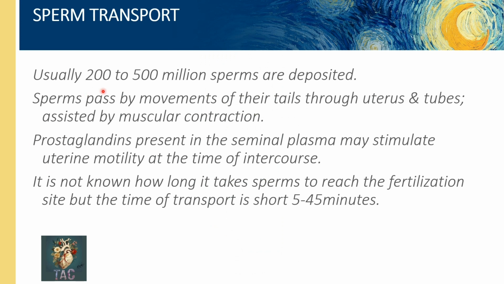Sperm transport: usually 200 to 500 million sperm are deposited. Sperm pass by movement of their tails through the uterus and tubes, assisted by muscular contraction. Prostaglandin present in seminal plasma may stimulate uterine motility at the time of intercourse. It is not known how long it takes sperm to reach the site of fertilization, but the time of transport is sometimes short, nearly 5 to 45 minutes.